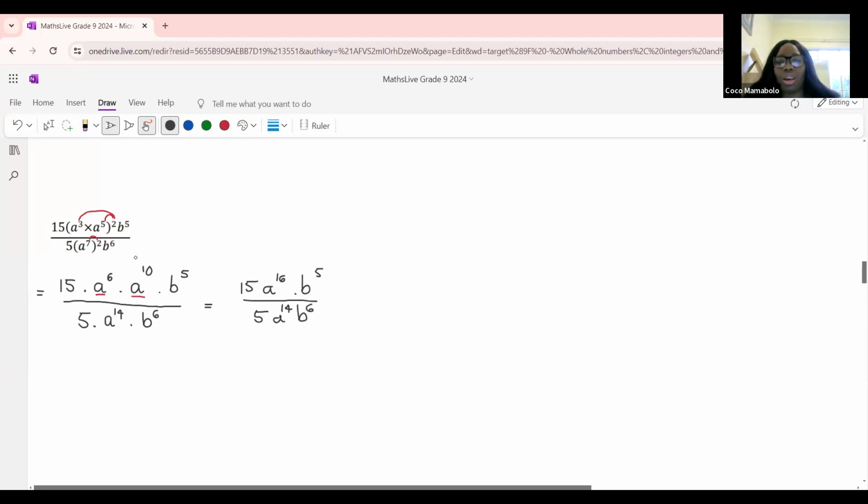All right, so now I can see that things are being divided by each other. So 15 divided by 5 is going to give us 3. Over here, I see like bases being divided. I'm going to keep my base a, and I'm going to minus exponent. 16 minus 14 will give us 2. And then b, over here, I'm going to get 5 minus 6. That will give me negative 1.